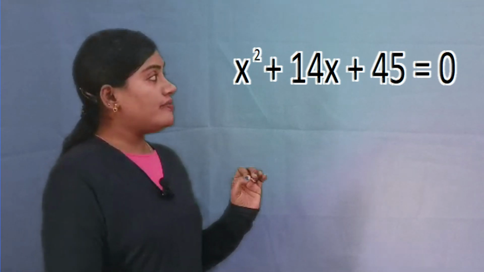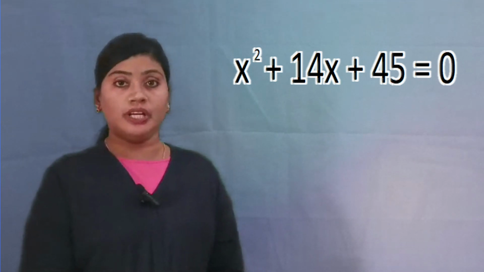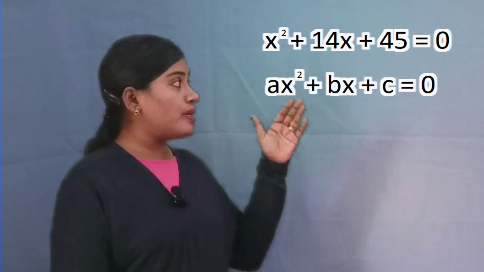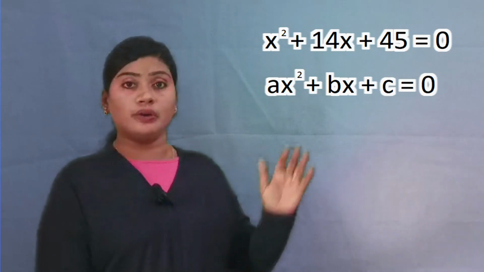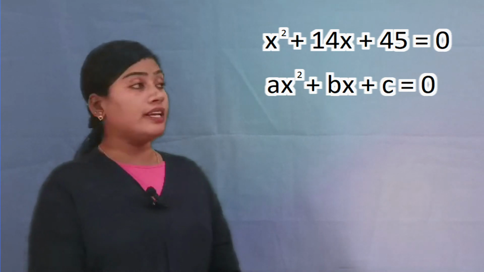Step 1. Check whether the given quadratic equation is in standard form or not. We know the standard form of a quadratic equation is ax square plus bx plus c is equal to 0. Comparing with it, we can say that the given quadratic equation is in standard form.